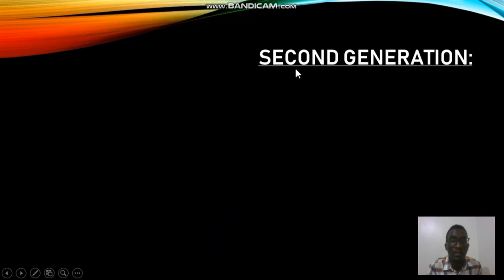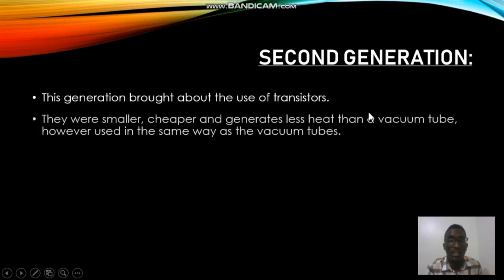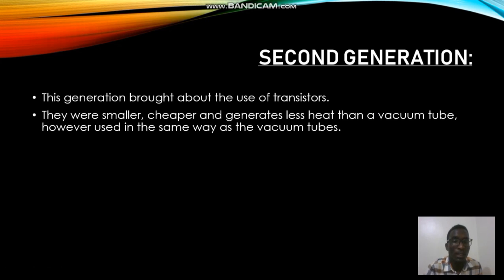Now, as you can see in the next slide, we went from the first generation to the second generation. This generation introduced the use of transistors. These transistors were smaller, cheaper, and generated less heat compared to the vacuum tubes we saw in the first generation. However, they were used the same way as the vacuum tubes. They were also used to store memory and for processing, as we saw.